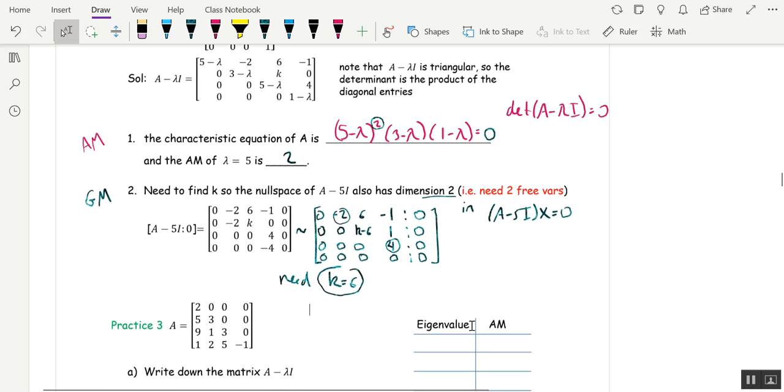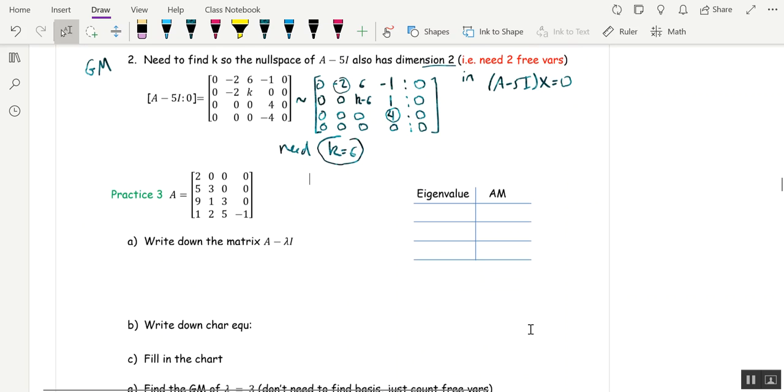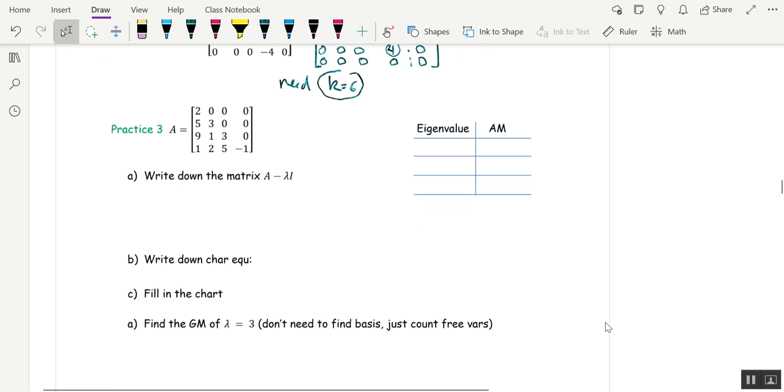Okay, so here's one for you to try. You should pause the video, P and P, pause and practice. For this matrix A, write down the matrix A minus lambda I, write down the characteristic equation, fill in that chart, and find the geometric multiplicity of lambda equals 3. Okay, so I'm going to do this one with you.